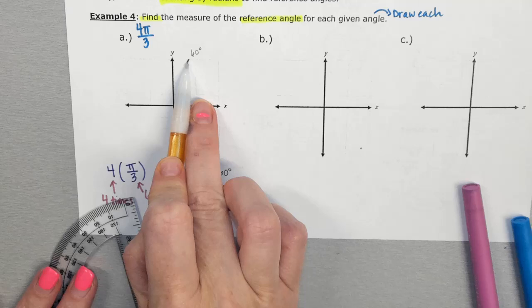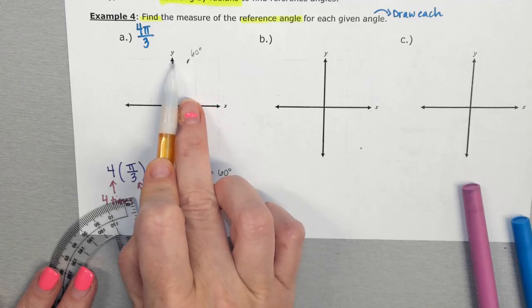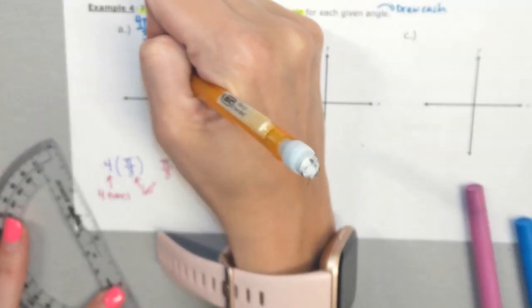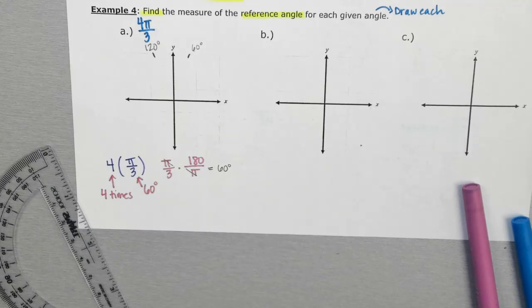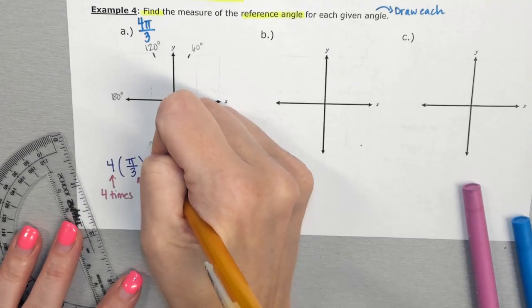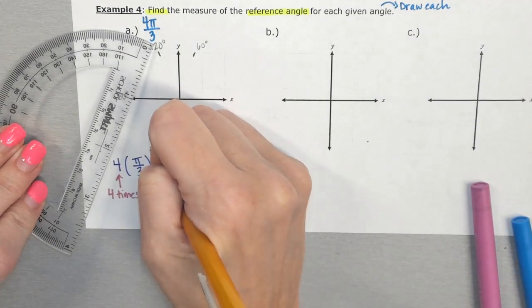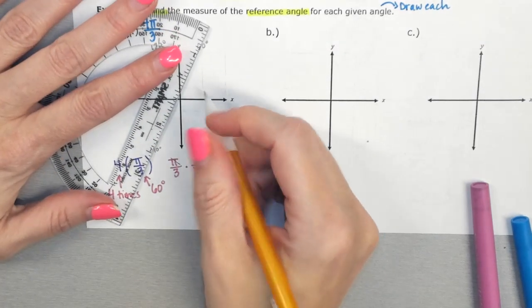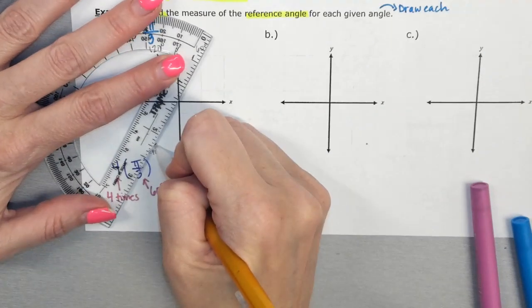Okay, so if I go another 60 degrees, I go 30 and then 30. So do you guys see that this would be 120 degrees here? And then if I want 60 degrees again, where would I end up? 180. And then if I went 60 degrees again, I'd end up at 240, which again is 60 degrees.